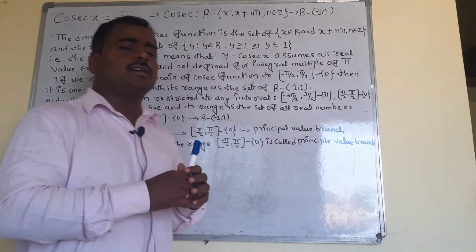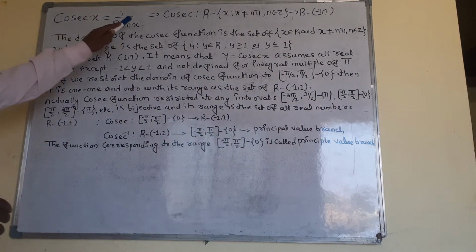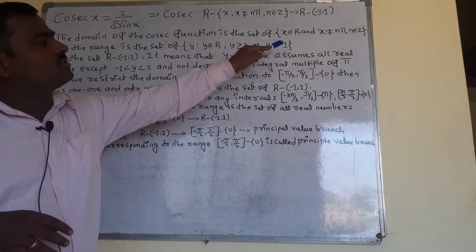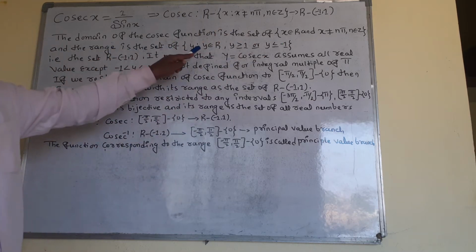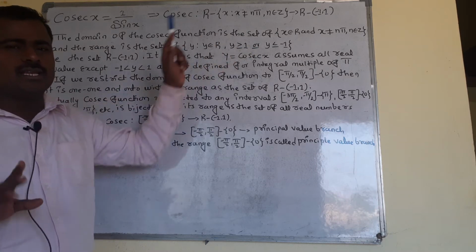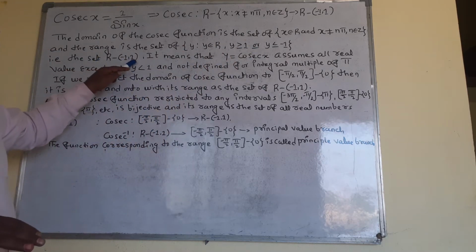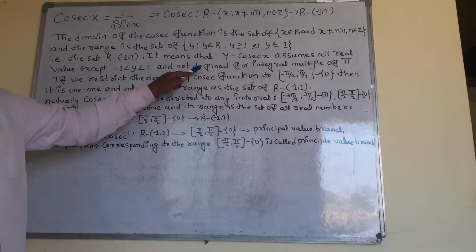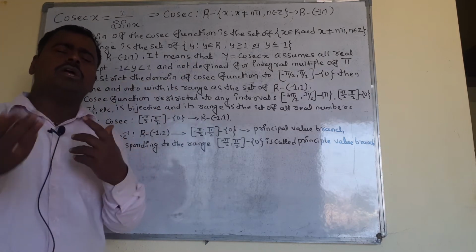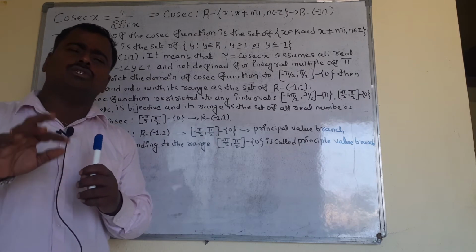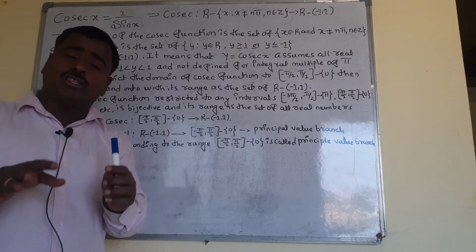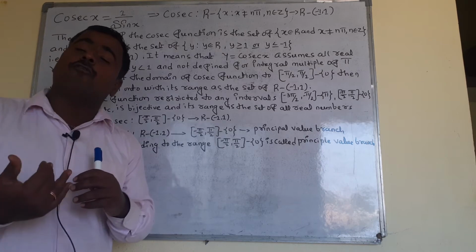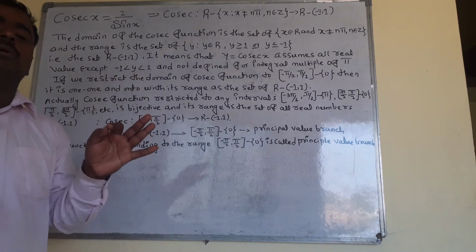So now let us discuss the concept. Cosec x is 1 by sin x. The domain of the cosec function is x belongs to R, x is not equal to n pi, n belongs to Z. The range is y belongs to R, y greater than or equal to 1 or y less than or equal to minus 1, the set R minus the open interval minus 1 to 1. It is not defined for integral multiples of pi. When you take pi, sin pi is 0, sin 0 is 0, sin 2 pi is 0, sin 3 pi is 0. Cosec is the reciprocal of sine, so it does not exist, it means infinity. That is why it is not defined for multiples of pi.